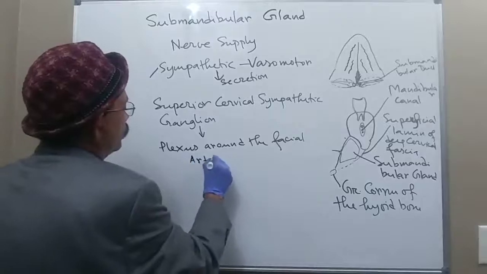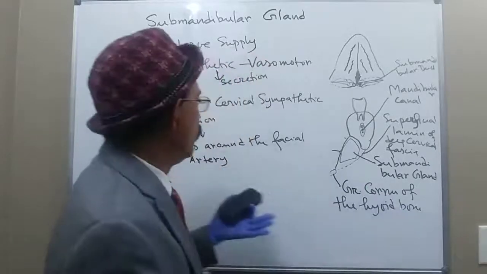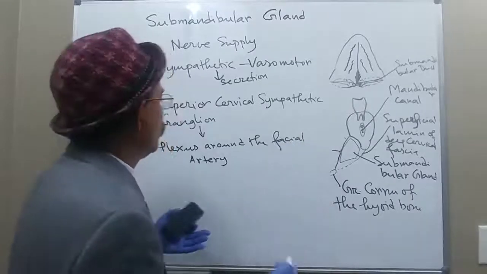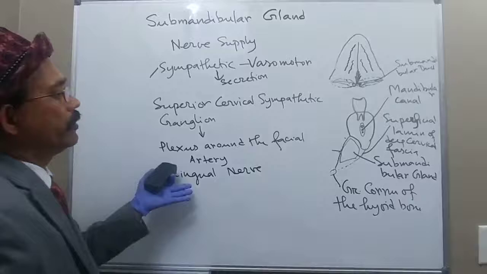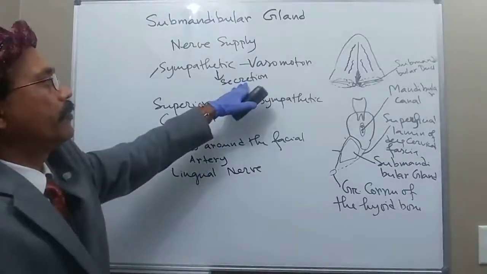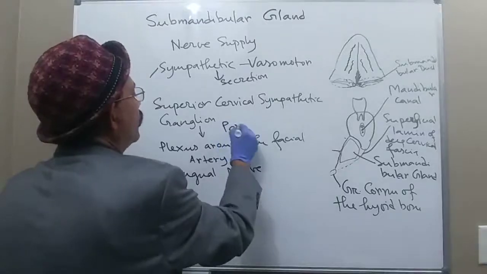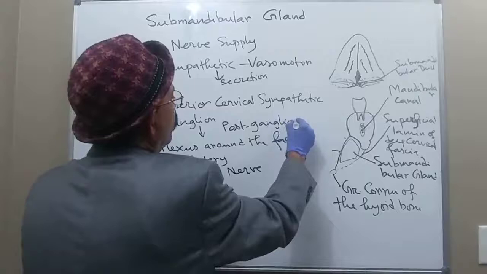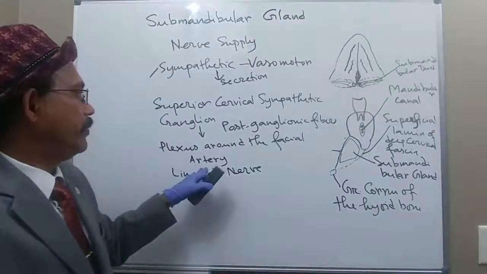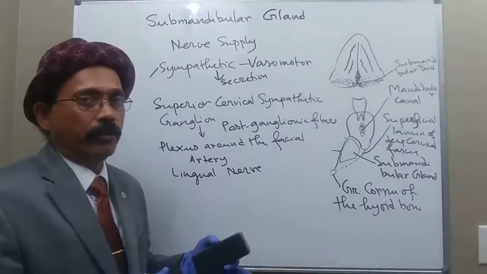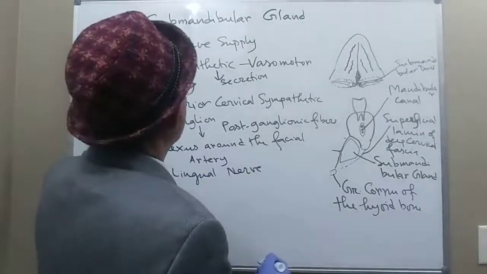Okay, and it will distribute to the submandibular gland maybe through the lingual nerve. Okay, it will go there, then we'll go to the lingual nerve. And it will go to the submandibular gland. Sympathetic. Decreased secretion, vasomotor. From the superior cervical sympathetic ganglion, we have the postganglionic fibers that will follow the blood vessels and other nerves. It will go to the plexus around the facial artery. Then it will go to the lingual nerve to supply the tongue as well as the submandibular gland. We got the sympathetic innervation.